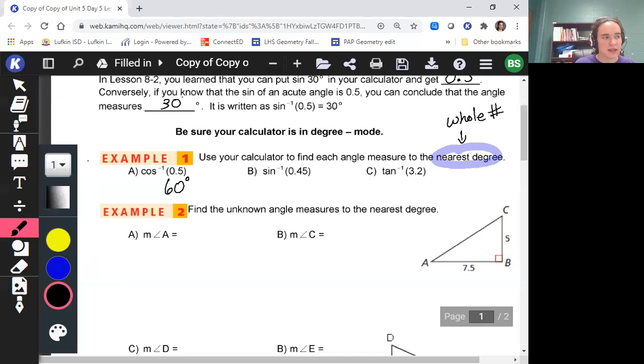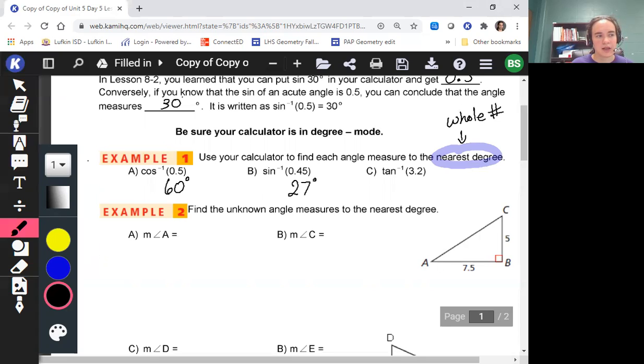Going to go ahead and type sine inverse of 0.45 in our calculator. So again, press the trig button, go down to sine inverse, and it was of 0.45, and that gets us 26.743. So when we are rounding, we're looking at that number after the 6, which is a 7. So it's greater than 5, so we're raising the score. So that becomes 27 degrees.